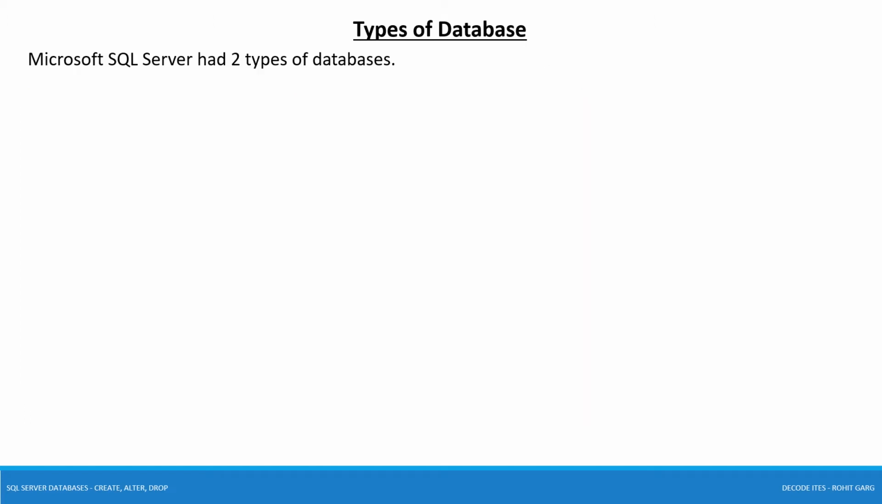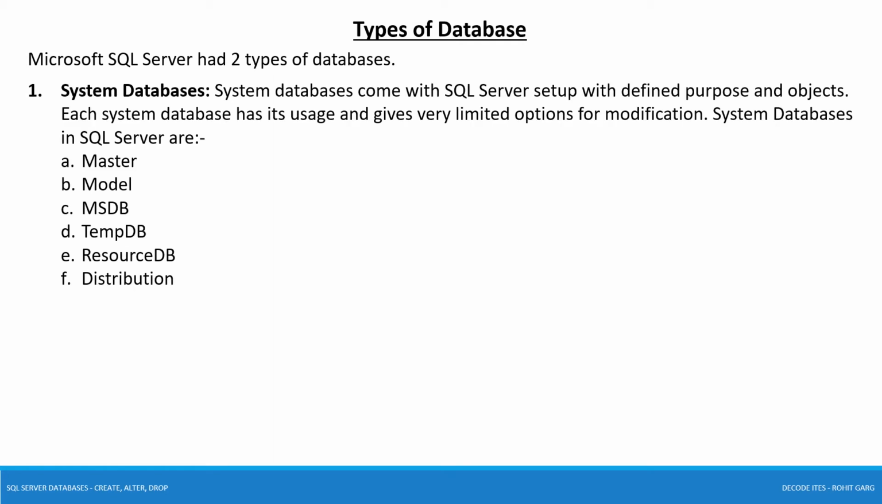Types of databases. Microsoft SQL Server has two types of databases, system database and user database. System databases come with the SQL Server setup with a defined purpose and objects. Each system database has its usage and gives very limited options for modification. System databases in SQL Server are master, model, MSDB, TempDB, ResourceDB, and distribution database.